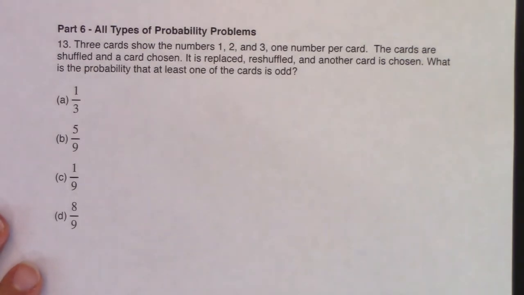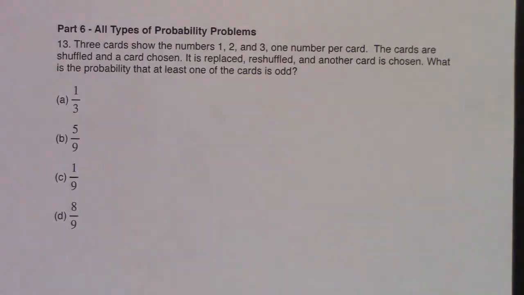So I always recommend reading these problems, seeing what you can feel about them. So 3 cards show the numbers 1, 2, and 3, 1 number per card. The cards are shuffled and a card chosen. It is replaced, reshuffled, and another card is chosen. What is the probability that at least one of the cards is odd?